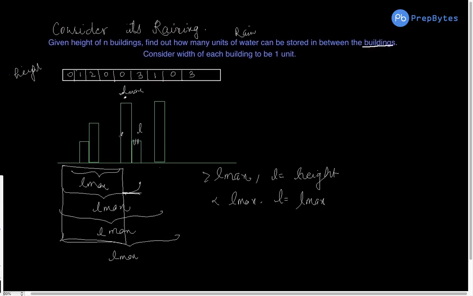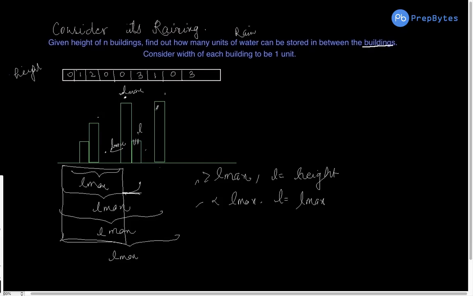Similar thing we can do for this particular place. So let's say I have my L max till here, till this particular building. Again, for this building, we have the same scenario, that we either have the height of this building greater than this L max or less than this. So in both the cases, we can update the L max accordingly. Similar thing we can do here, here, here, here, and here. Similar set of operations we can do till R max.